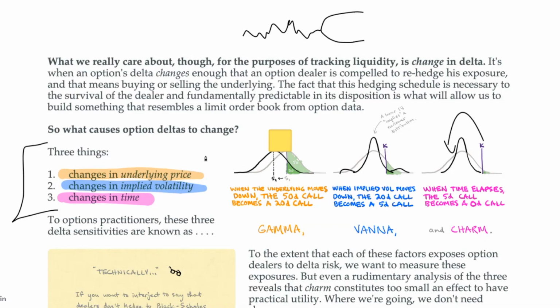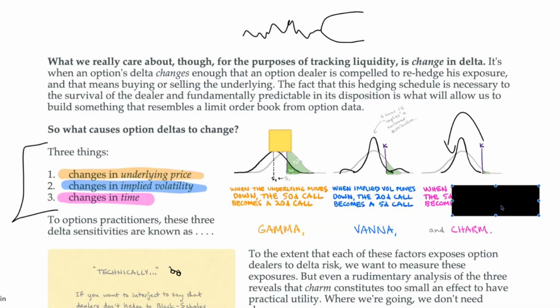It's like if there's high demand and low supply, then we have high implied vol, and vice versa. Here's another connection, which is a little evil, and Squeeze Metrics pointed it out right here. When implied vol moves down, the 20-day call becomes a 5-day call.